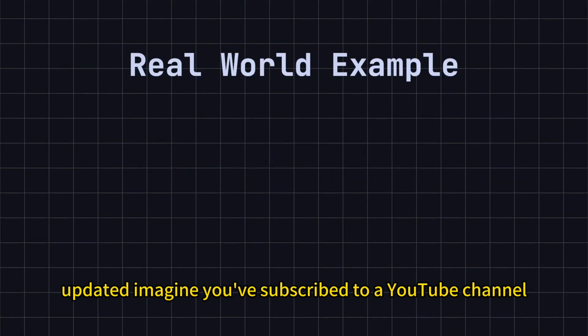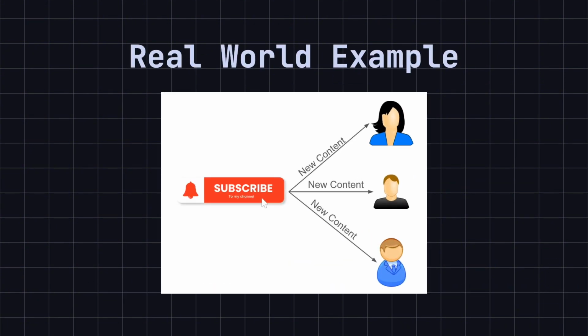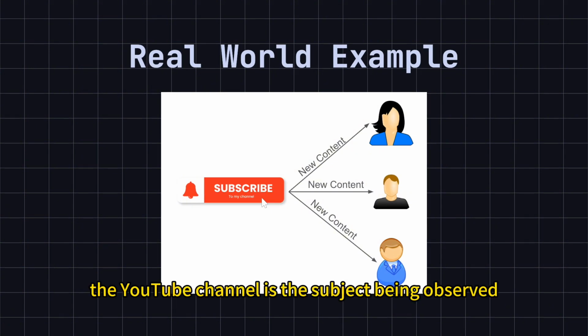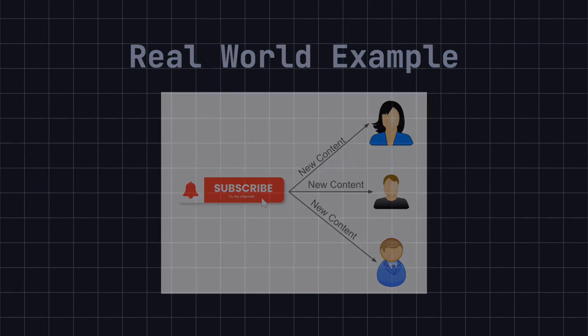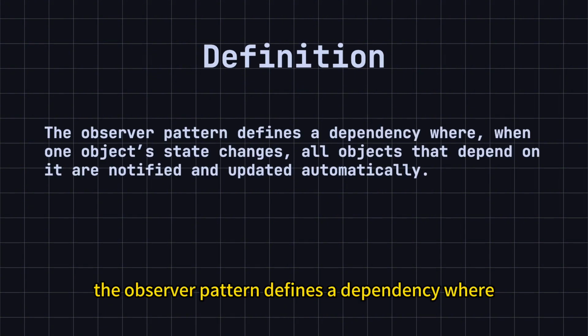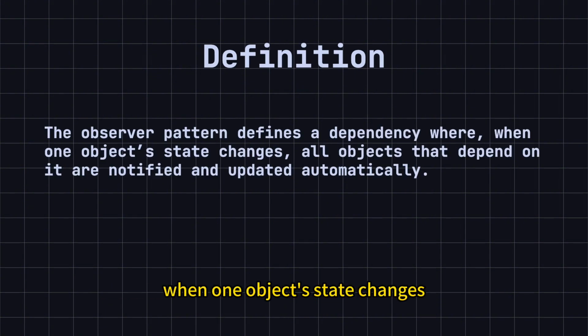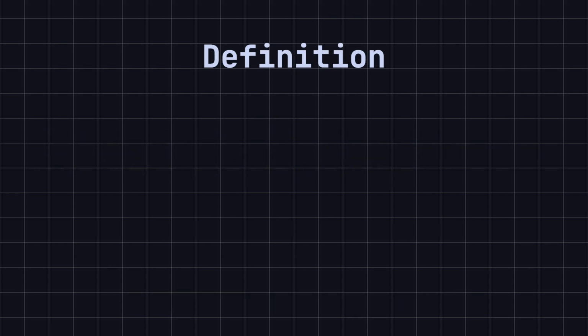Imagine you've subscribed to a YouTube channel. When the channel uploads a new video, you receive a notification. This is a perfect example of the observer pattern in action. The YouTube channel is the subject being observed, and you are the observer. When the channel has new content, all subscribers are notified. Simply put, the observer pattern defines a dependency where, when one object's state changes, all objects that depend on it are notified and updated automatically.